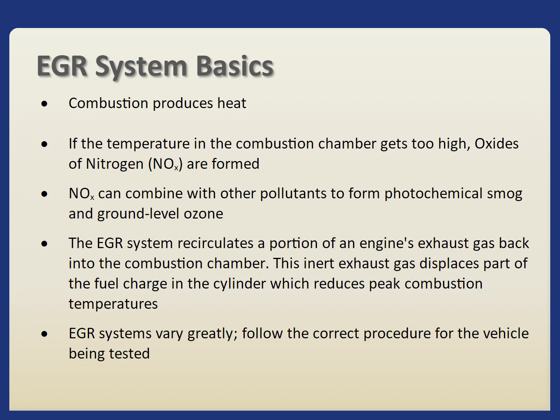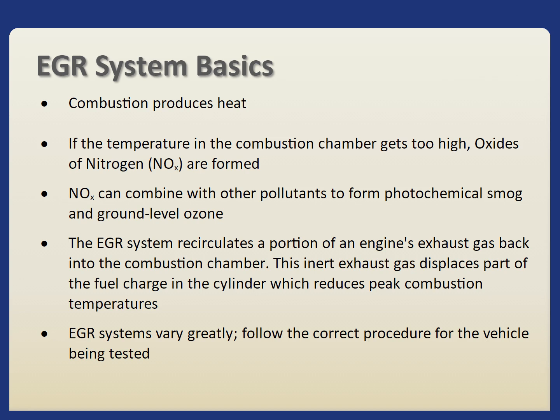Combustion produces heat. If uncontrolled, excessive combustion temperatures increase NOx, leading to the formation of photochemical smog and ground-level ozone. The EGR system works by recirculating a portion of an engine's exhaust gas back into the combustion chamber to reduce peak combustion temperatures. This inert exhaust gas displaces part of the fuel charge in the cylinder.